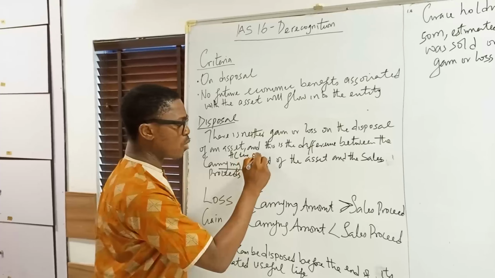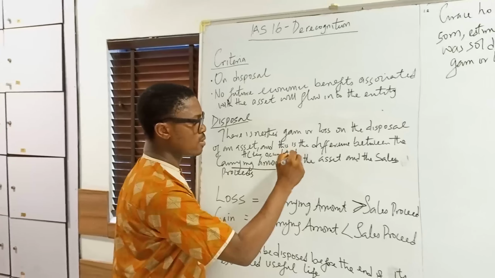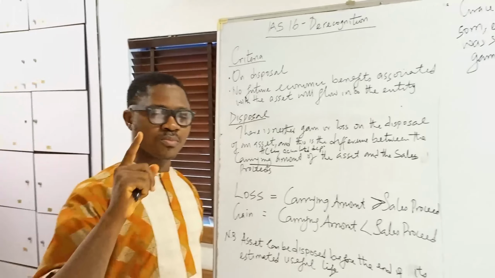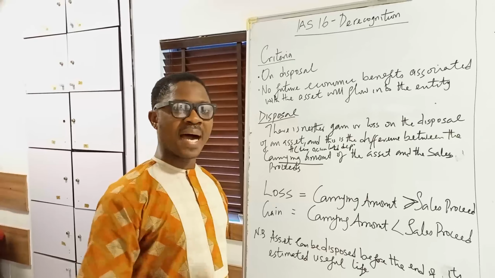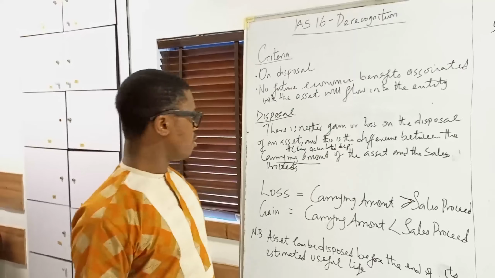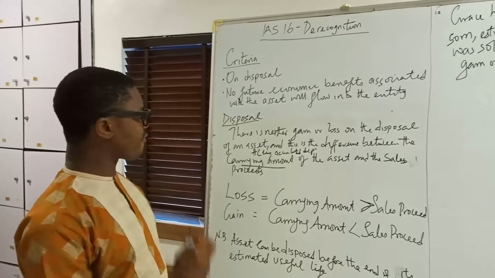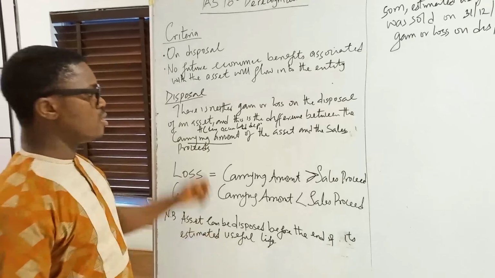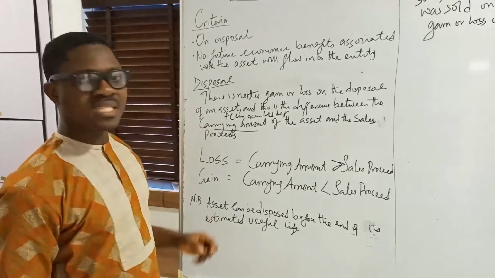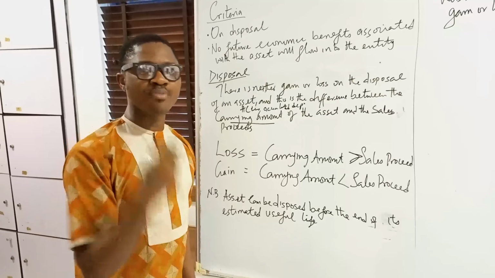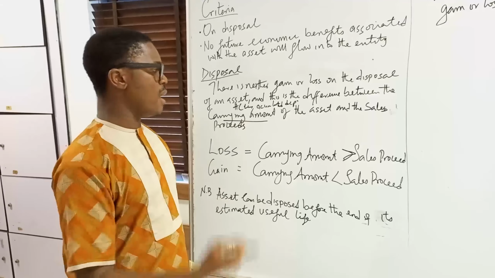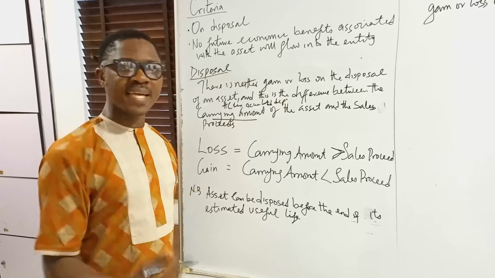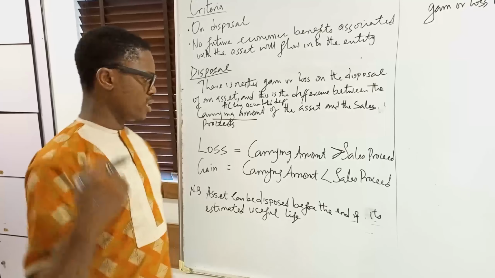less the accumulated depreciation. Recall that under the models, we talked about the cost model and the revaluation model. So using the cost model here, the formula for carrying amount is the historical cost less the accumulated depreciation. At the point of disposal, the proceeds from the disposal of such an asset minus the carrying amount of the asset will lead to either a gain on disposal or a loss on disposal.